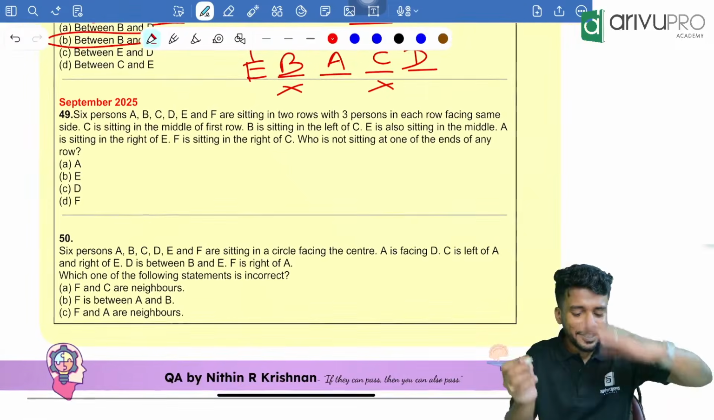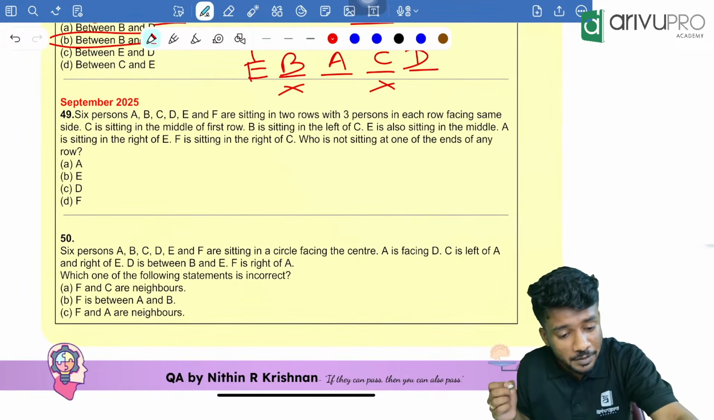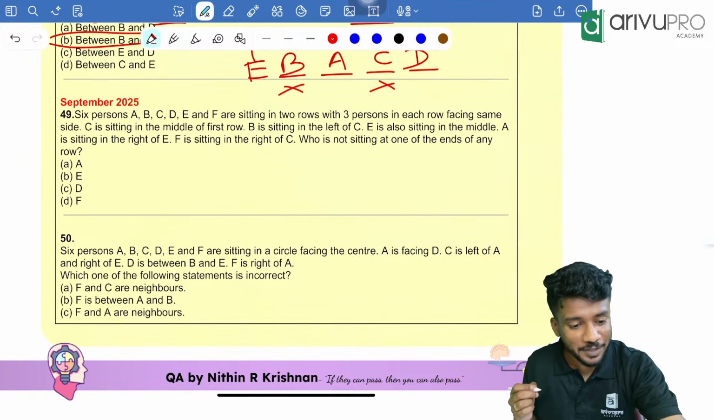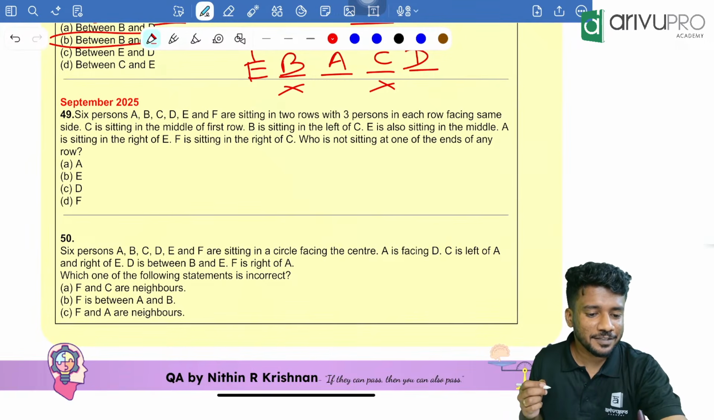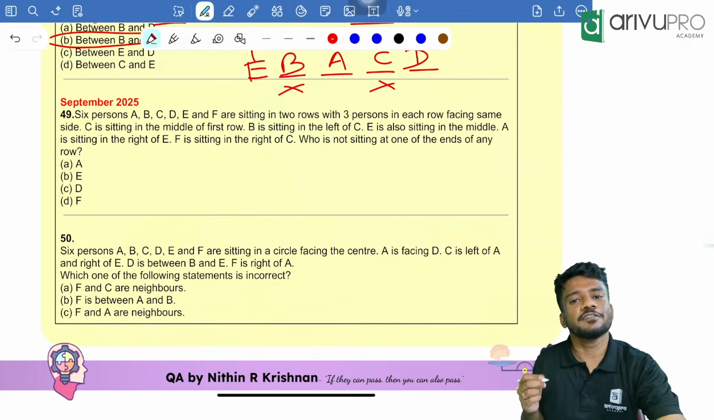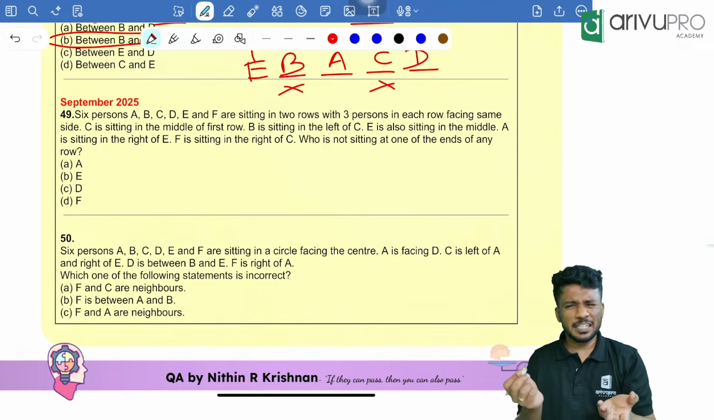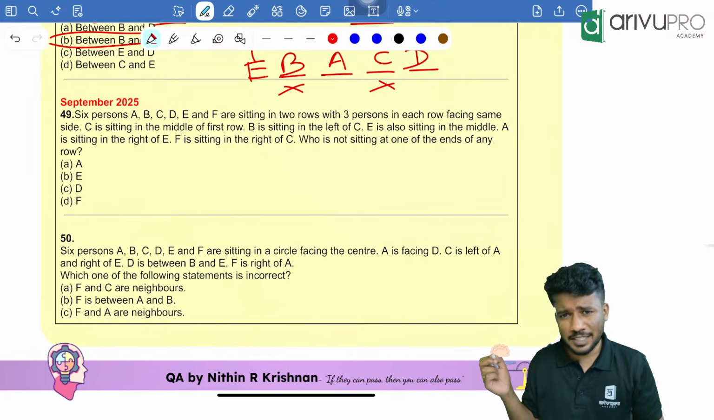Now we are going for the last attempt, which was the September 2025 attempt. I hope that everyone is clear with everything till here. Fine, now can we start off? It was an easy attempt for this chapter.